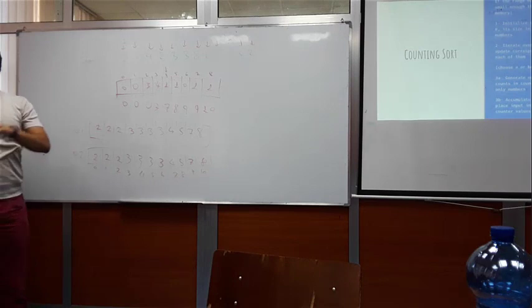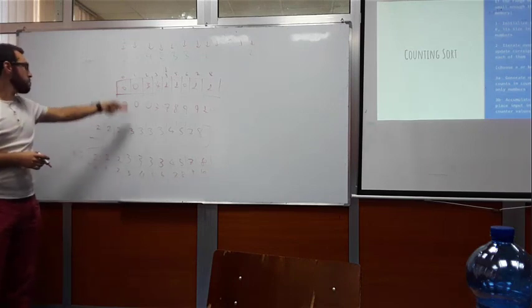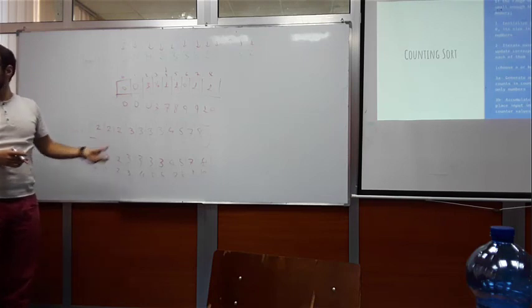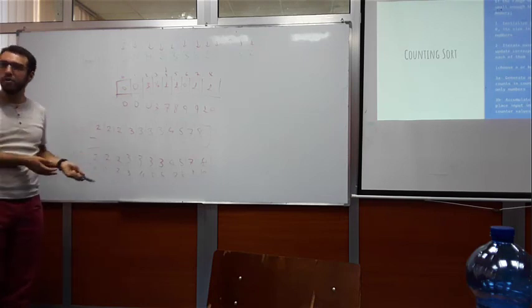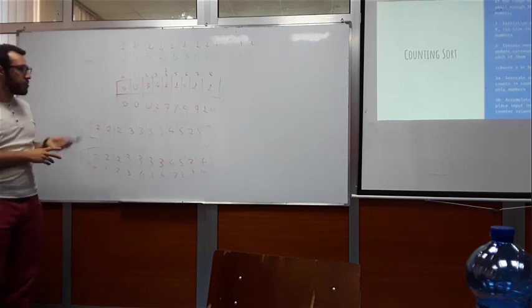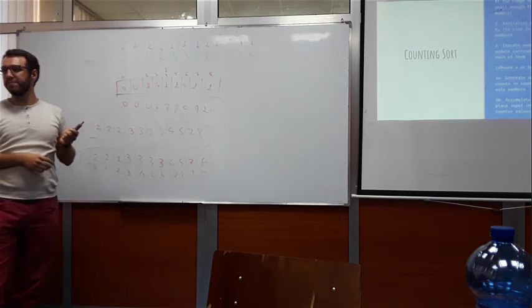So the order within values that have the same value for this sorting is preserved. It was the same with our input. So that's why it is possible to implement counting sort in a stable way.